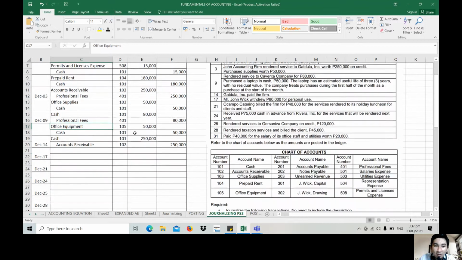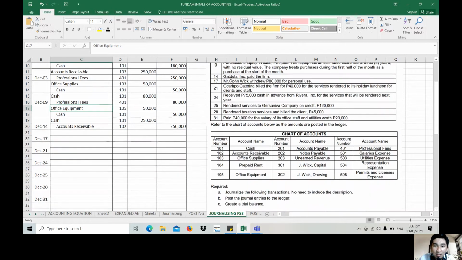Okay? So, ngayon, December 17 tayo, Mr. John Wick withdrew 80,000 for personal use. Ayan, nag-withdraw tayo. Okay, or yung may-ari. So, debit, John Wick drawing 80,000. Credit, cash. Ayan. Don't forget the folio or the account number or reference number.